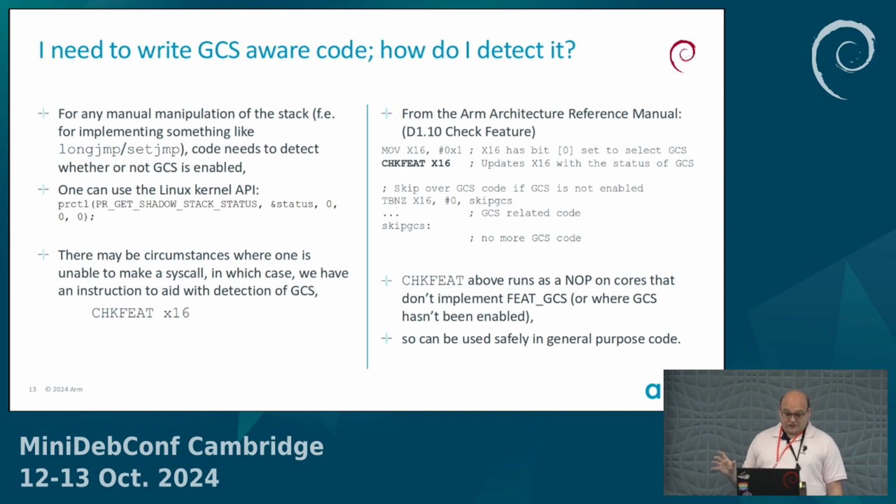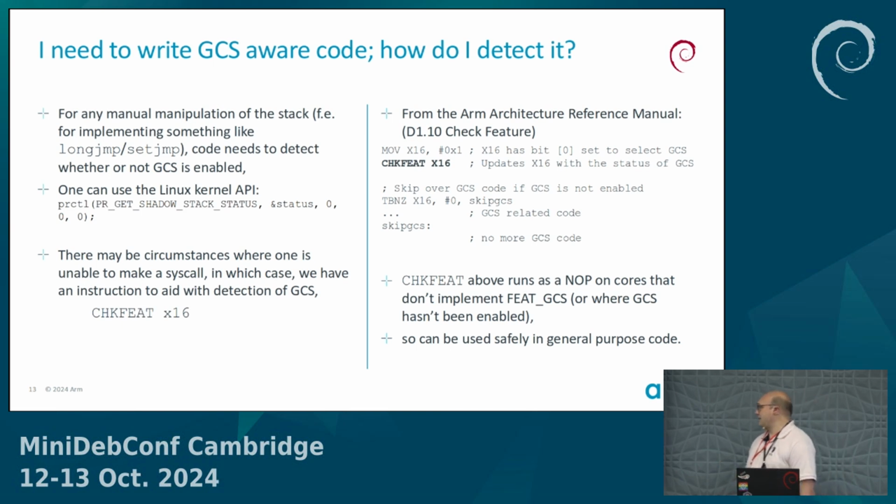So very interestingly for GCS, we've got a special instruction called CHKFEAT, and this tells software that GCS is running. Now the cool thing about this instruction is you can run this instruction on all the older ARM cores as well, and it will behave in a way to tell you that GCS is disabled.